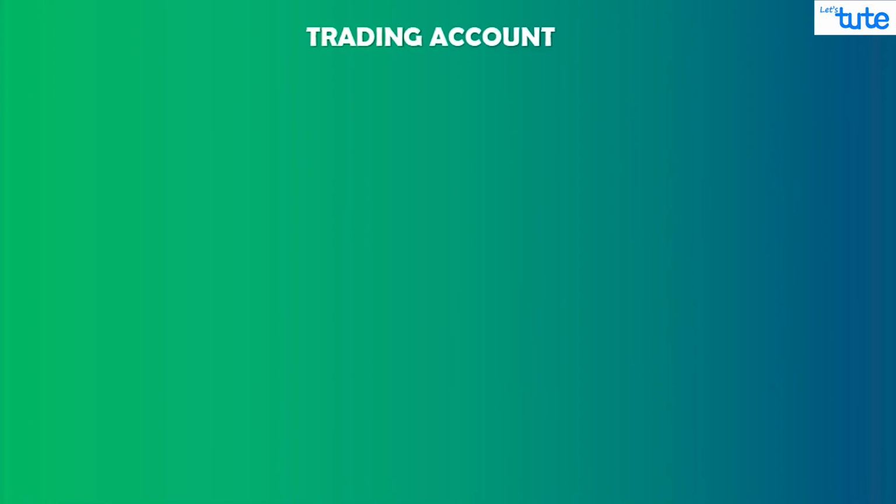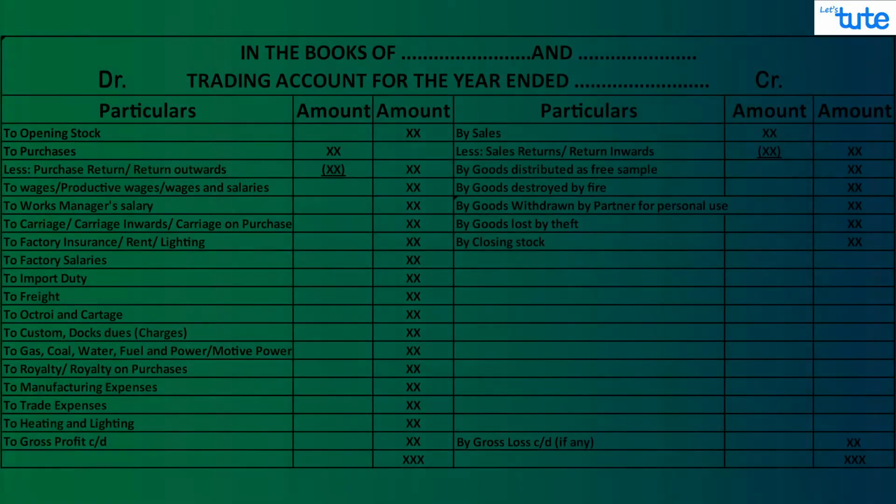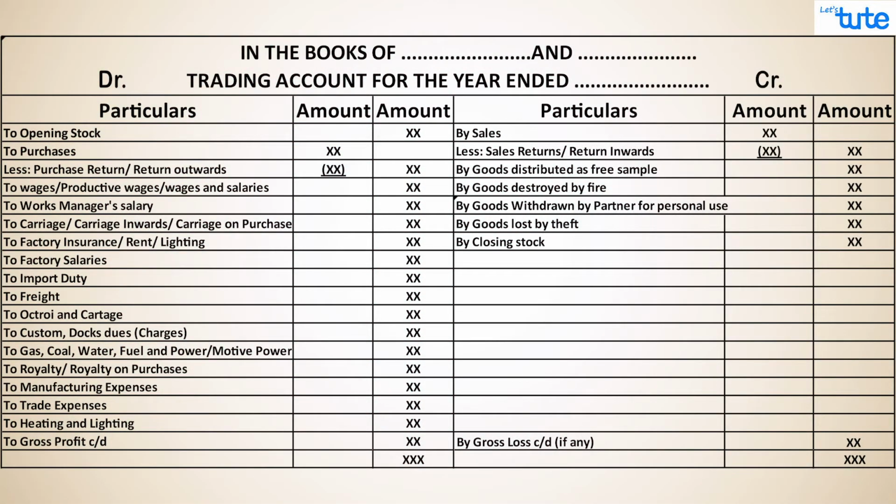Trading account. Trading account is a nominal account. All the direct income and expenses of the business are recorded in the trading account, and ultimately gross profit or loss is derived from it. This is the pro forma of trading account. The trading account is prepared for the year.